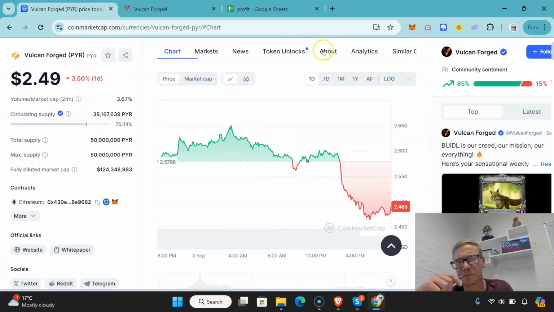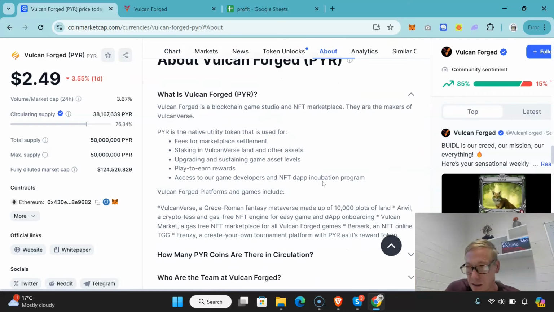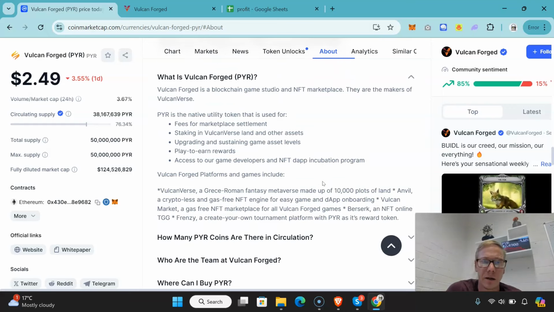Now, Vulcan Forged. So this is a blockchain game studio. They've got an NFT marketplace. They're the makers of the Vulcan Verse. And the Vulcan Verse is pretty goddamn extensive now. They've really added a lot to it.